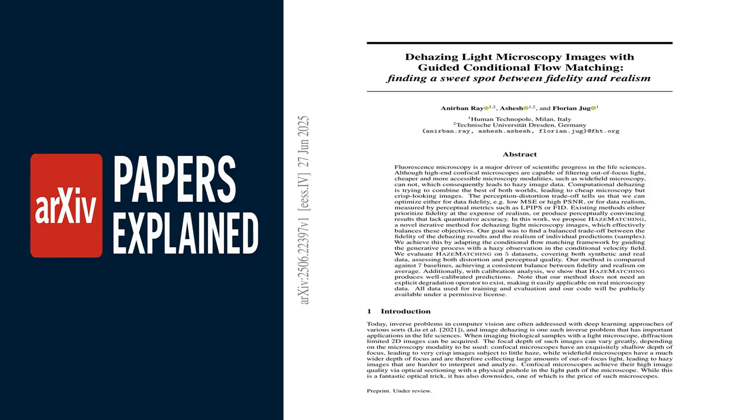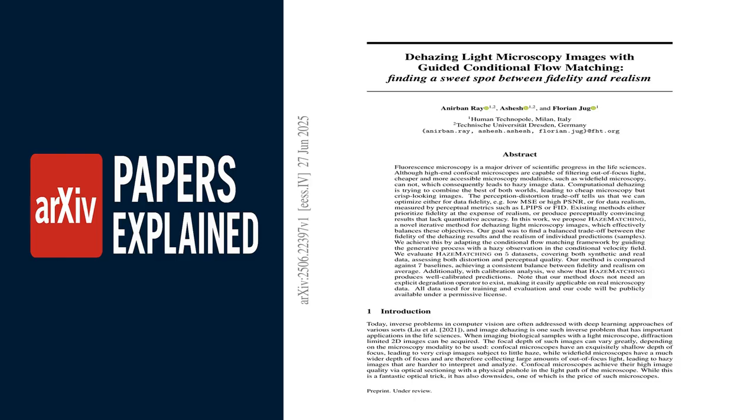For years, AI developers have tried to fix this with computational dehazing, but they always hit a wall: the perception-distortion trade-off. This means AI models could either be super accurate to the original data but look artificial, high fidelity, or they could generate beautiful, realistic-looking images that might invent details that weren't there, high realism. You could have accuracy or beauty, but not both.